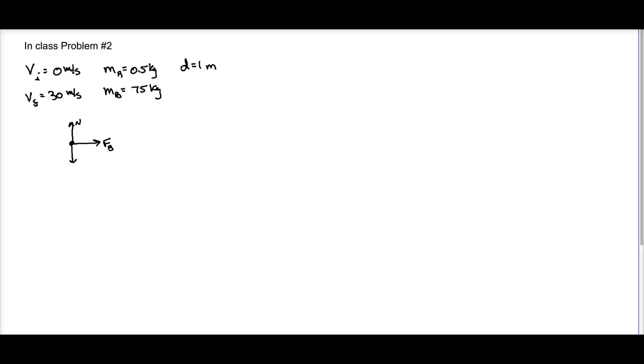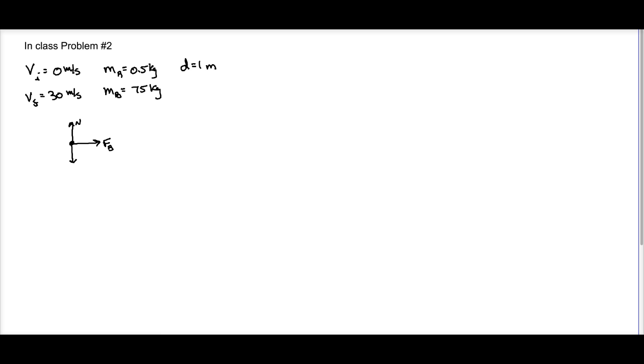So here's a second in-class problem we had the other day. It starts off with Bob, who has a mass of 75 kilograms, and can throw a 500-gram rock with a speed of 30 meters per second. The distance through which his hand moves as he accelerates the rock forward from rest until he releases it is 1 meter. Part A, what constant force must Bob exert on the rock to throw it with this speed?